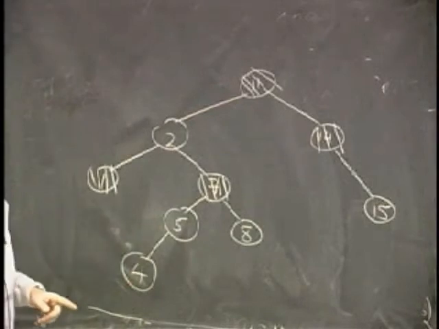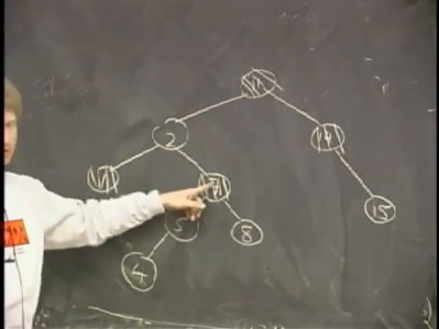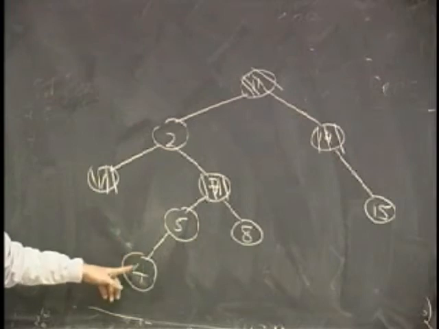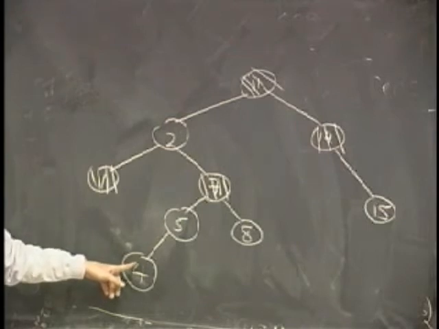Sorry, the slashes mean black or red? Black. Slashes are black. What color do I make 4? You have to make it black by definition, right? If I make it black, what gets messed up? 7. But you're screwed because by definition, every red node has black children. So you have to make it black.